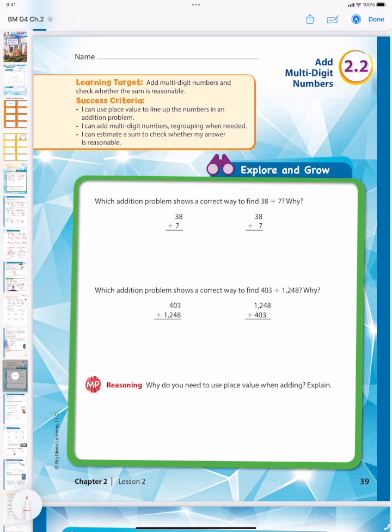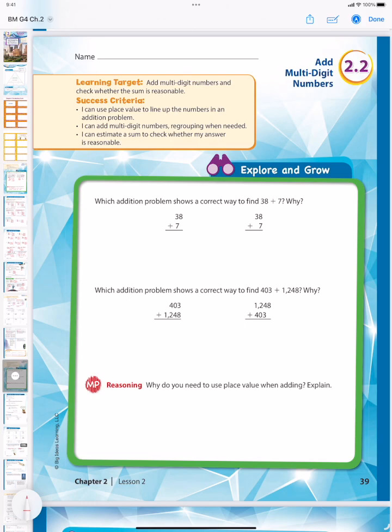I can use place value to line up the numbers in an addition problem. I can add multi-digit numbers regrouping when needed. I can estimate a sum to check whether my answer is reasonable.